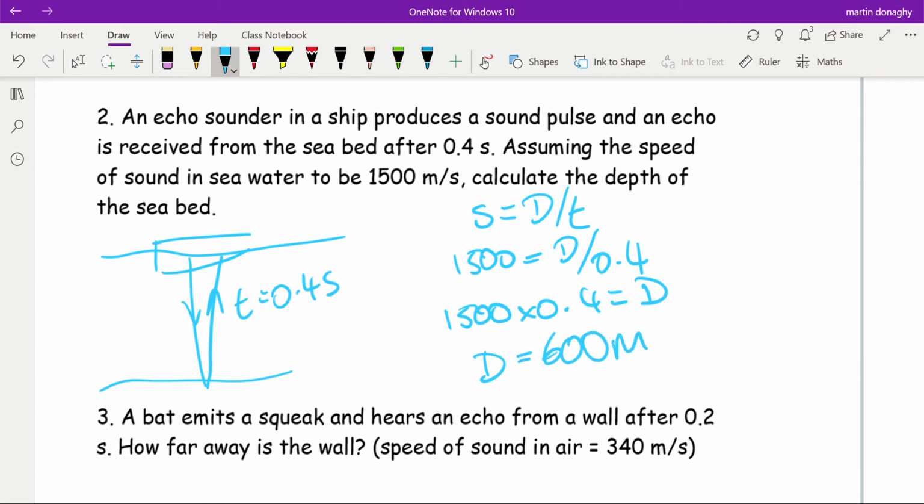But then we have to remember that the time was the time down and up, so this distance is the distance down and back up again. Therefore, at the end, we have to divide by 2, and that gives us 300 meters. Like I said, you could have done this by using the time as 0.2 at the start, divided by 2 at the beginning, or divided by 2 at the end. Doesn't matter. You just need to do it somewhere.